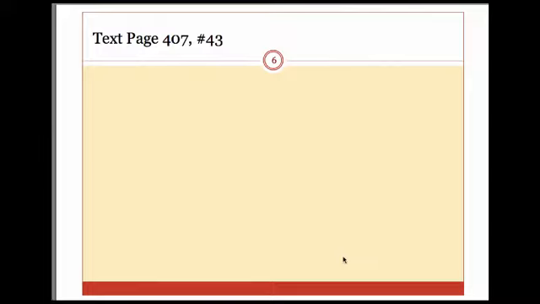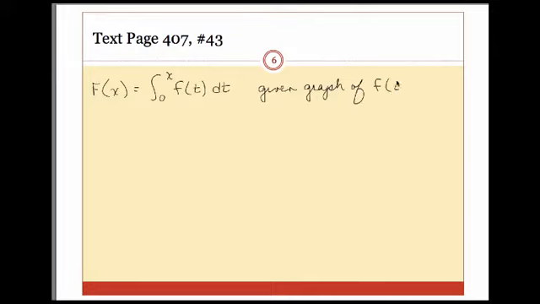If you take a look at it, notice how you're defined this capital F function to be the integral from 0 to x of f of t dt. And you're given the graph. The graph you're looking at there is that of f of t. All right, so some little hints for working through this and how to think through it.